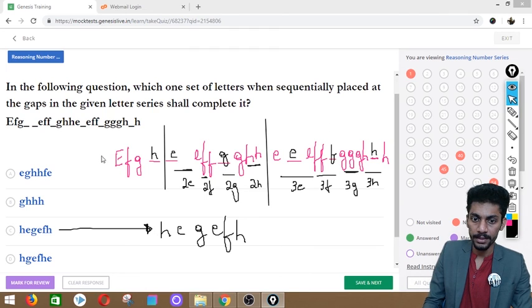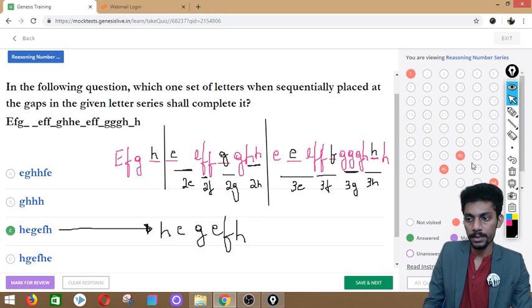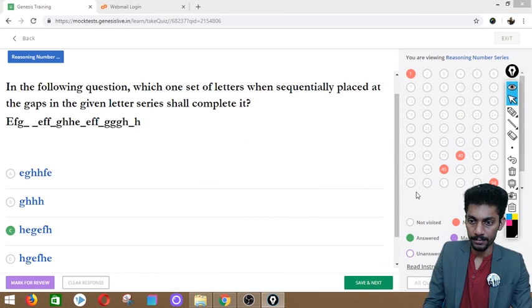Okay, the pattern followed is E, F, G, H, 1 E, 1 F, 1 G, 1 H. Here 2 E, 2 F, 2 G, 2 H. And last 3 E, 3 F, 3 G, 3 H. Okay, that is option C. Mark option C and go for next question. Okay.